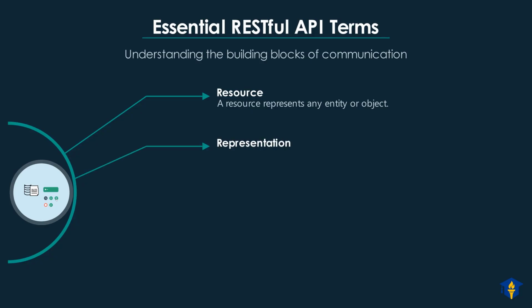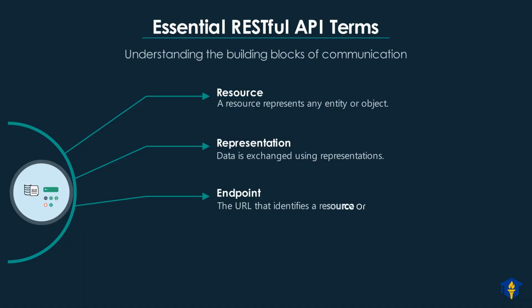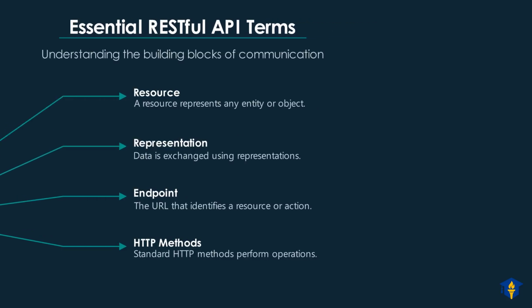Next, we have representation, which defines how a resource's data is structured for transfer. Data is exchanged between the client and server using these representations, typically JSON or XML. An endpoint refers to the specific network location where API calls are made. It is the URL that uniquely identifies a specific resource or an action to be performed. Finally, HTTP methods are crucial for defining the type of action to be taken. These standard HTTP methods specify what operations clients can perform on the identified resources.